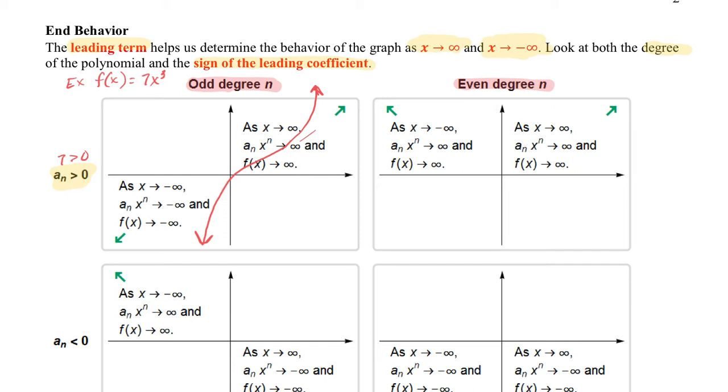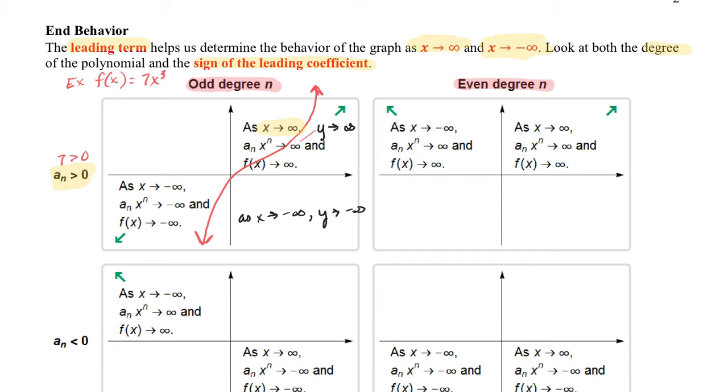So in this scenario, I've got 7x cubed, and it's going to behave something like my graph here. As x approaches positive infinity, I know that y will also approach positive infinity. And then as x approaches negative infinity, then y will approach negative infinity. That's my end behavior, okay? And that's for a cubic. I'm used to dealing with a cubic. Now this holds true for any odd degree polynomial when the leading coefficient is greater than 0.